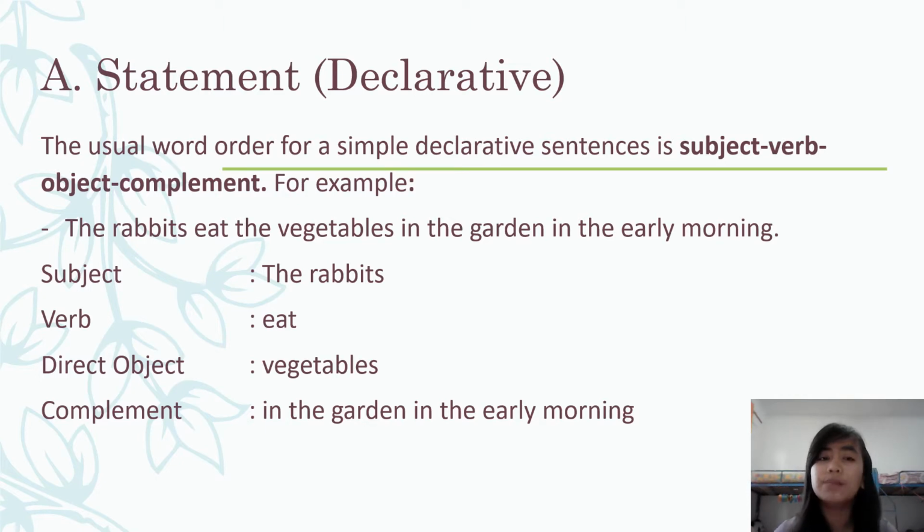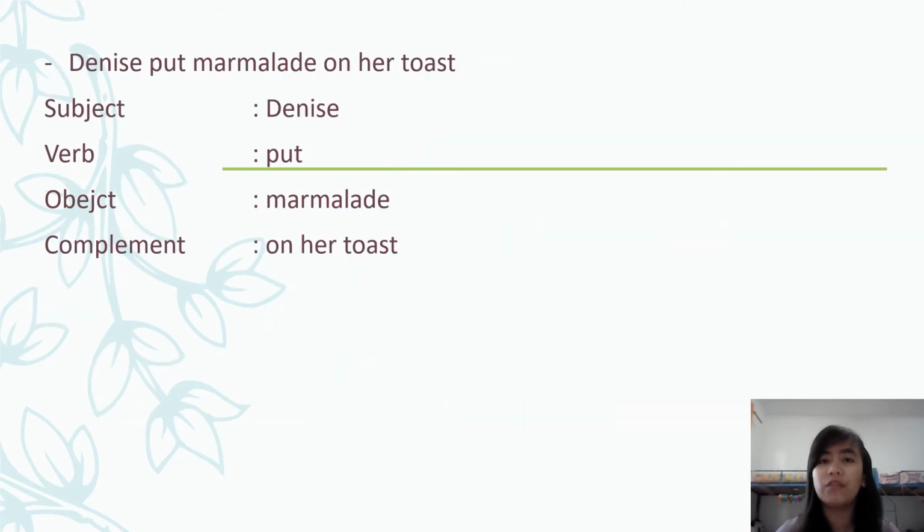If we see the example, the rabbits eat the vegetables in the garden in the early morning. The rabbits is the subject, eat is the verb, vegetables is an object, and in the garden in the early morning is a complement in the sentence. Same with the first example, we have to know where the subject, verb, object, and complement are in the sentence. For example, Dennis put marmalade on her toast. The subject in the sentence is Dennis, put is the verb, marmalade is an object, and on her toast is a complement in the sentence.